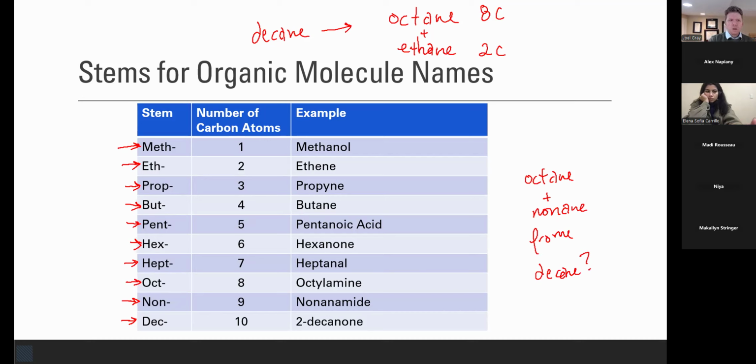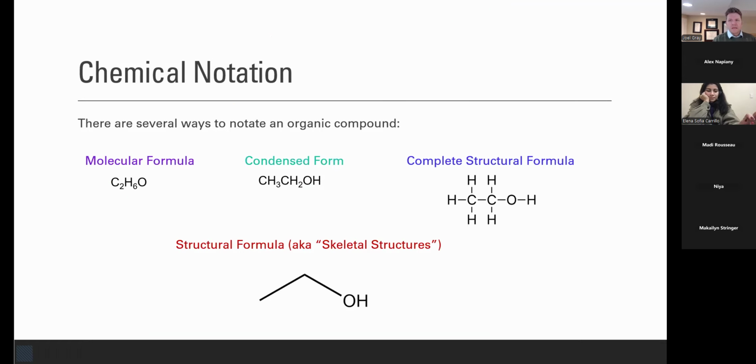Okay, so these stems: meth, eth, prop, but, pent, hex, hept, oct, non, dec. That's the extent of the numbers that we're going to need for this class. If something has 11 carbons, does that have a different stem? It absolutely does. Are you going to need to know that for this class? You're absolutely not.